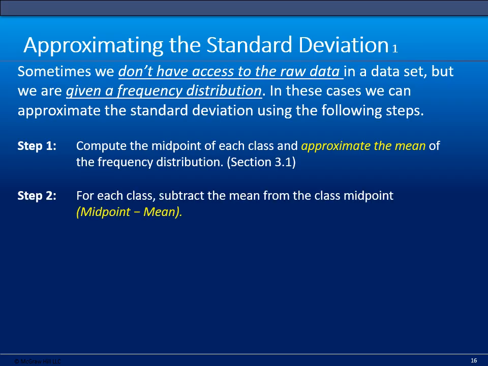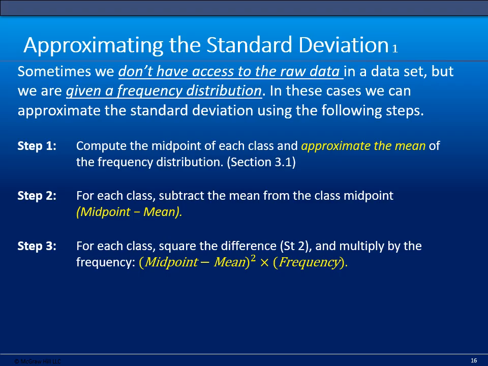Then what we're going to specifically do is for each class, we're going to subtract the mean from step 1 from the midpoint, which is kind of a sample data point collecting instead of the whole frequency distribution. Then we're going to square the difference. This is from step 2. And multiply by the frequency. So we get midpoint minus mean. What we do in step 2, we square that and then multiply times the frequency, the number of times a response was in that distribution.